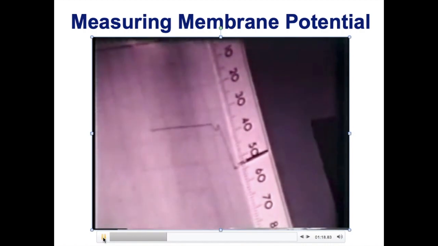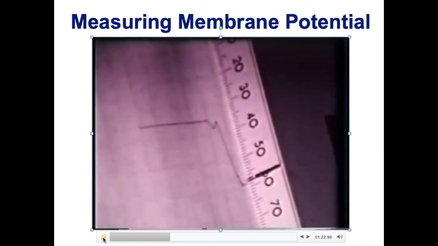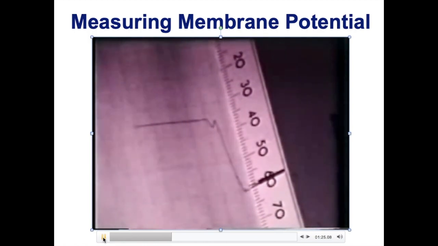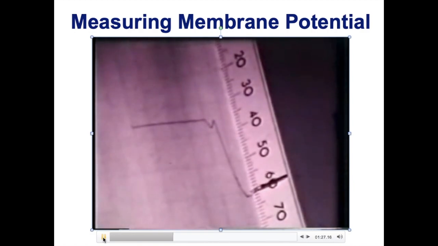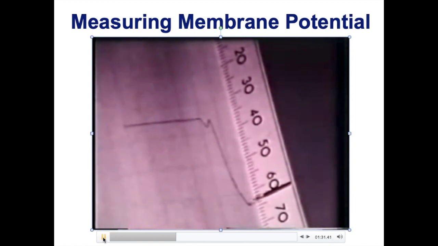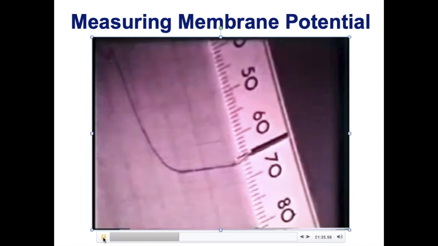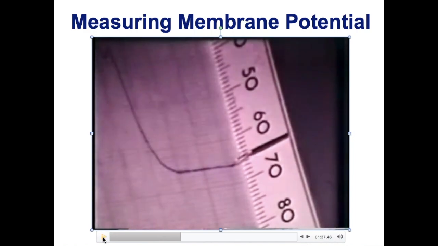Hodgkin and Huxley found that as the electrode entered the axon, a negative potential with respect to the external seawater of about 65 millivolts was obtained. This was the resting potential of the axon, and although its existence had long been suspected, this was the first time it had been directly measured. So here you can see their measurement of minus 65 millivolts.